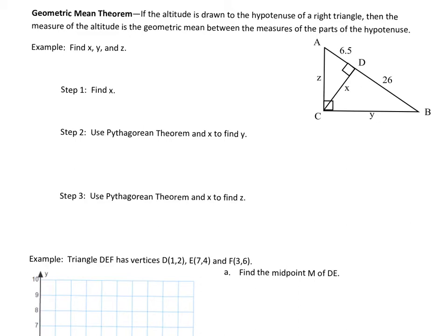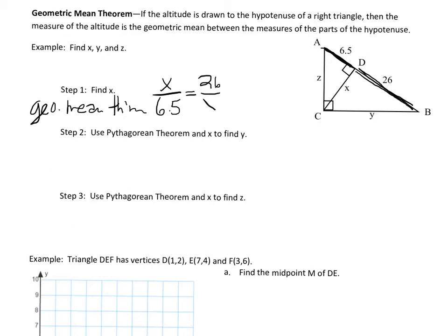So if I were going to find x, y, and z, I'm going to start with x, and I could use the geometric mean theorem to say that I have these two pieces, this one 6.5 and 26, and if I use those as a and b, I can say x over 6.5 equals 26 over x, and then I know that x squared equals 6.5 times 26, which is 169, x equals 13.